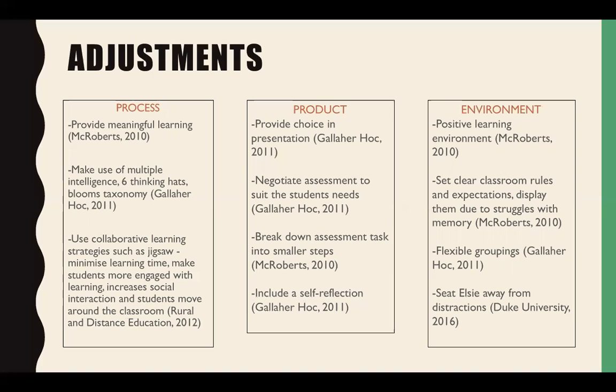Product can be adjusted by providing choice in presentation, negotiating assessments with Elsie, breaking down assessment tasks to smaller steps, or including a self-reflection. And lastly, the environment can be adjusted to ensure a positive learning environment by setting clear classroom expectations and displaying them, arranging flexible groupings, and seating Elsie away from distractions.